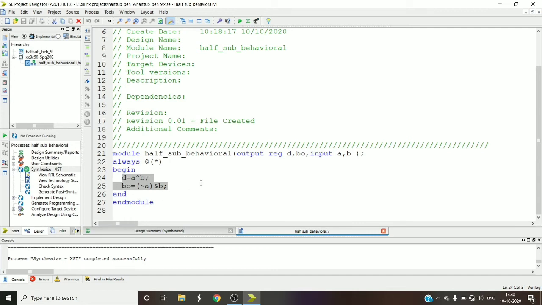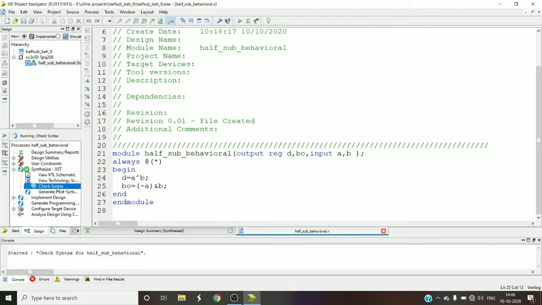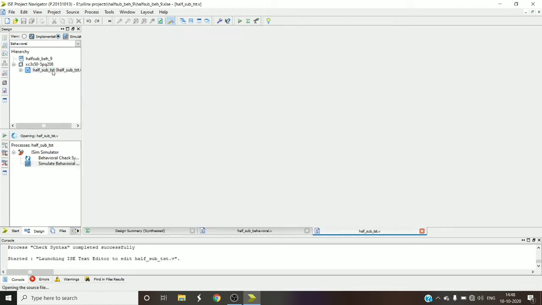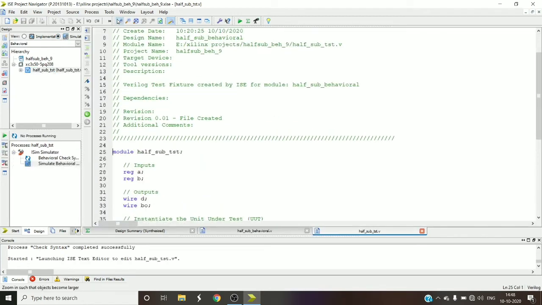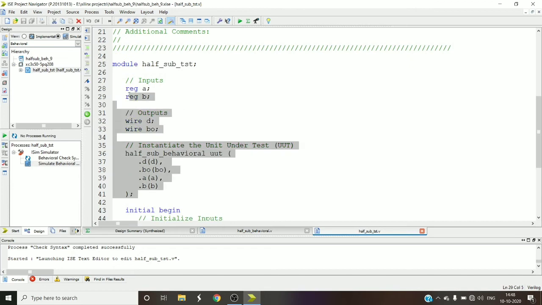Okay. Now after writing the Verilog code, to synthesize the circuit, you have to write the test bench and verify for the inputs, which I have already done. But let me just check the syntax once again. Okay. Now the test bench would remain the same for any level of abstraction. Let me zoom this in. So all these will be there by default. By creating a Verilog test fixture, you will get all these things.